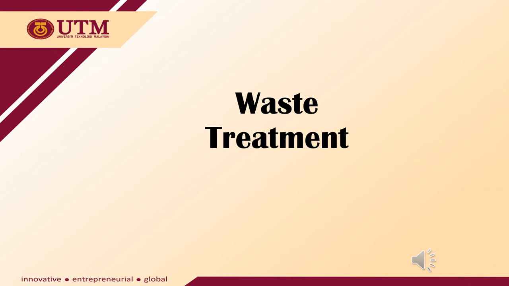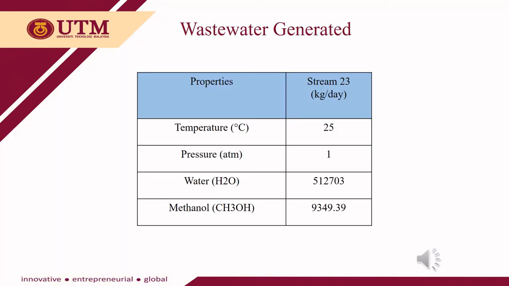Waste treatment is very crucial in a plant to ensure that the plant follows the guidelines prepared by the Department of the Environment, so that pollution to the environment is kept at a minimum. The wastewater generated in our plant comes from stream 23, which contains mainly water and methanol, and the temperature and pressure of this stream have been reduced to the standard operating temperature and pressure, which is 25 degrees C and 1 atm.